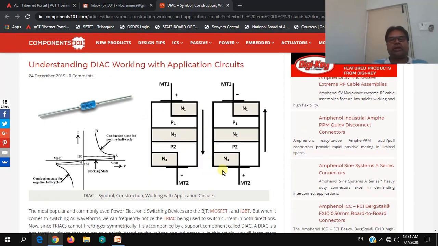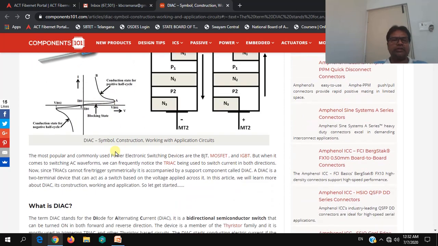Working with application circuits, whatever we have discussed now can be shown like this. The terminals are also called MT1 and MT2. In that slide it is shown as T1 and T2, but in most circuits wherever you find it, it is shown with MT1 and MT2 terminals. VI characteristics are similar in both the forward and reverse direction.